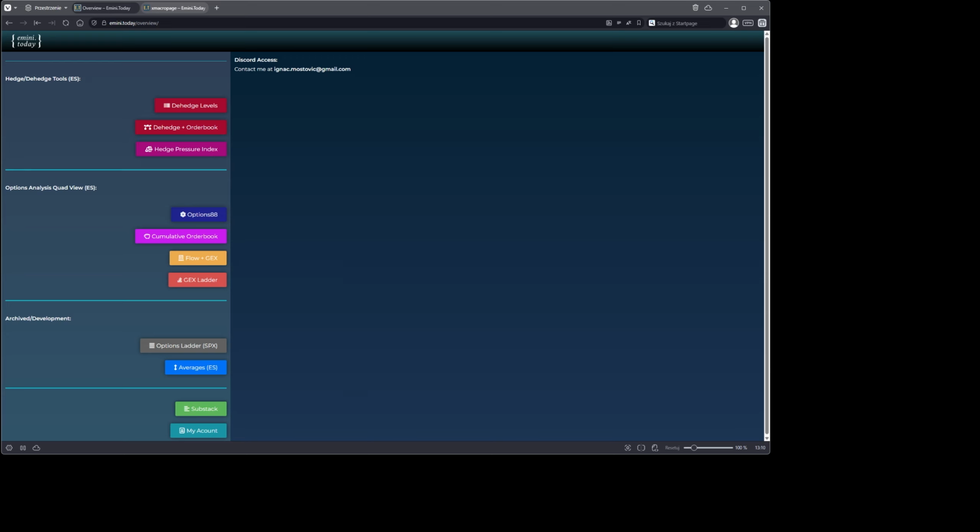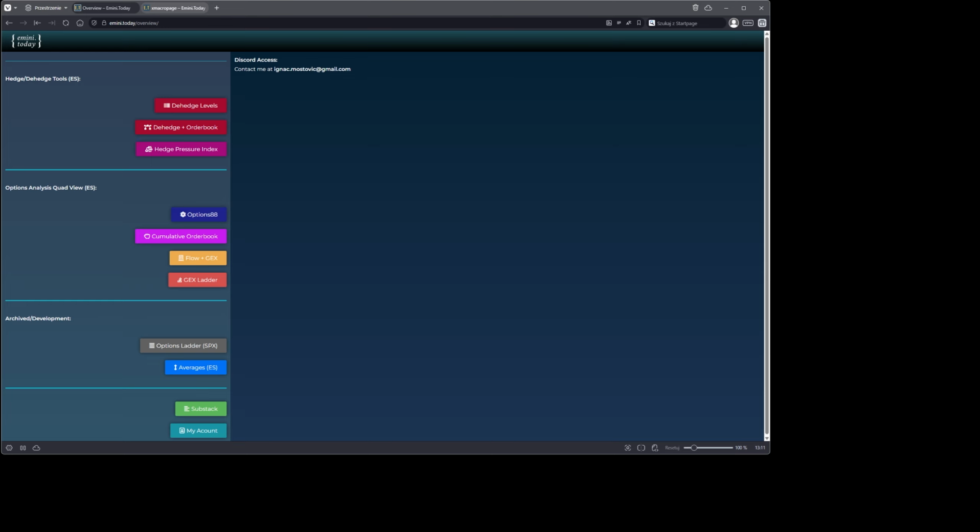Welcome to the video on Dehedge tools, which are the new tools in the terminal. You can find them in eTTerminal right here. So these are the Dehedge Levels and Dehedge Plus order book. Basically, these new tools are something that I introduced a week ago, and there needs to be some explanation as to what it is and how to use it.